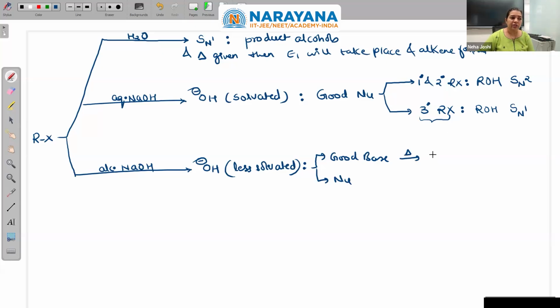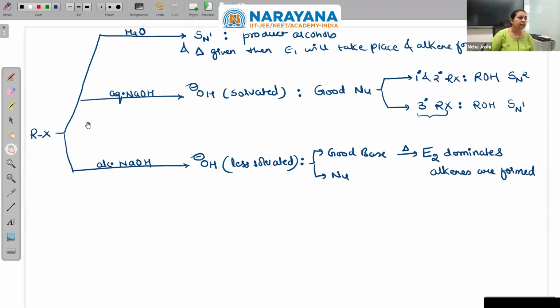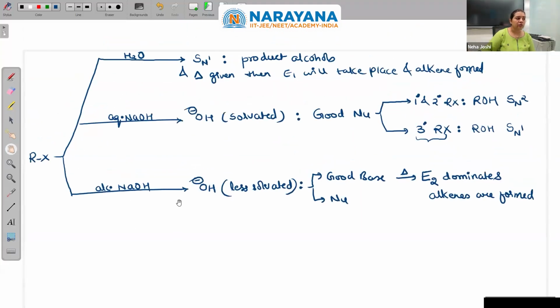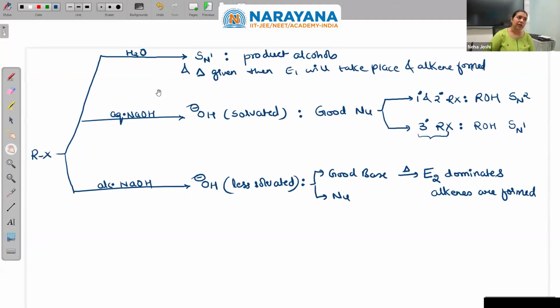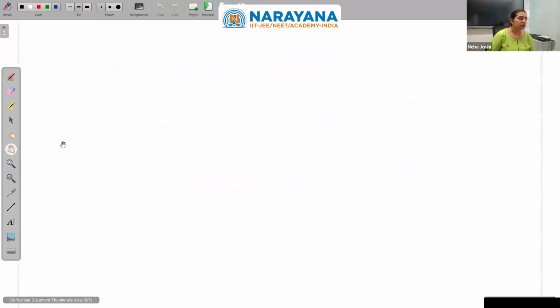and usually we heat with that. What we do, alcoholic KOH, heat or something like that we put. So you observe E2 dominates, elimination dominates. Okay, and when elimination dominates, alkenes are formed. Is that clear? So this is how we are having one comparative set. Let me add more, in a similar way.